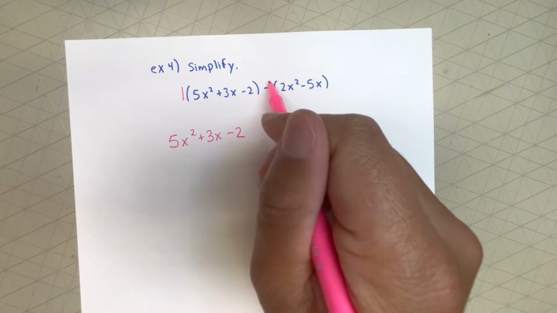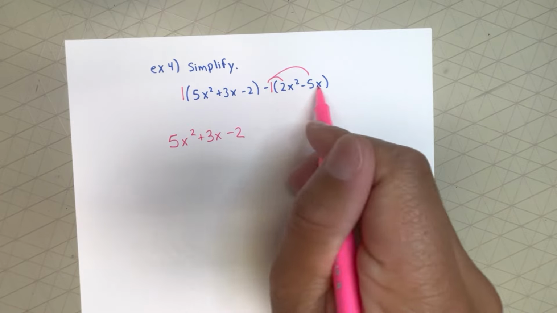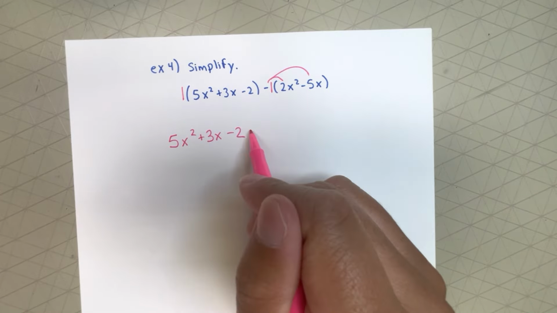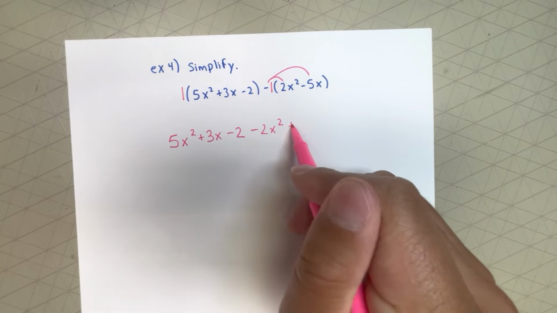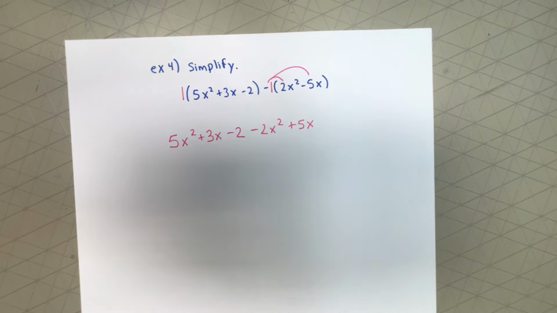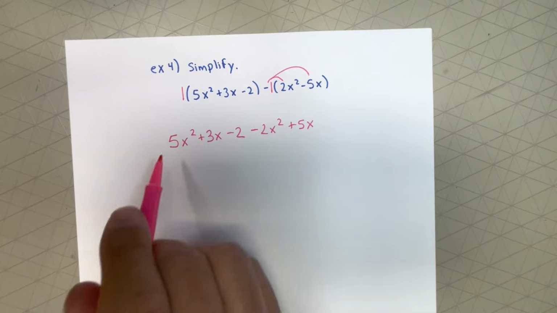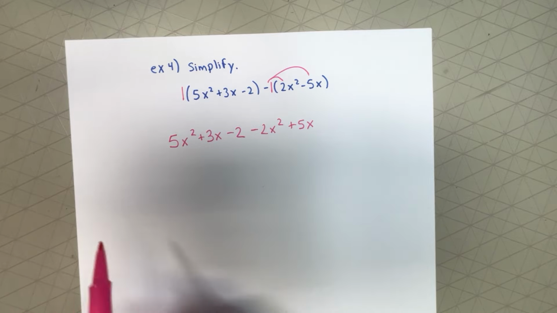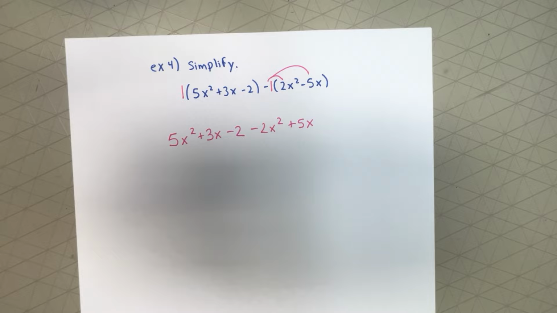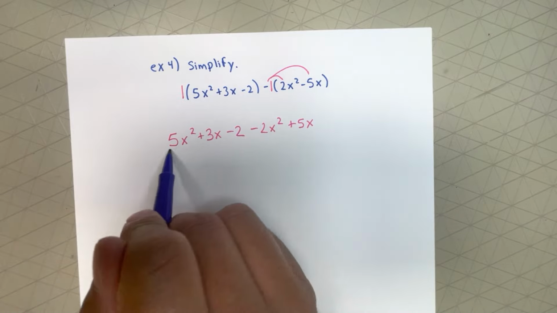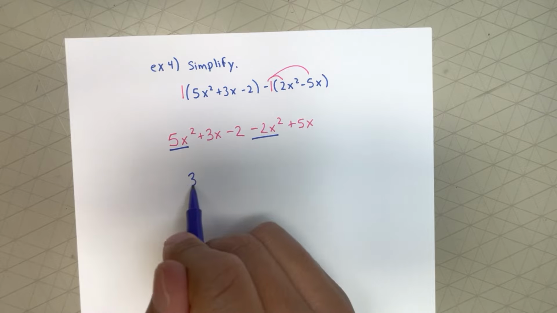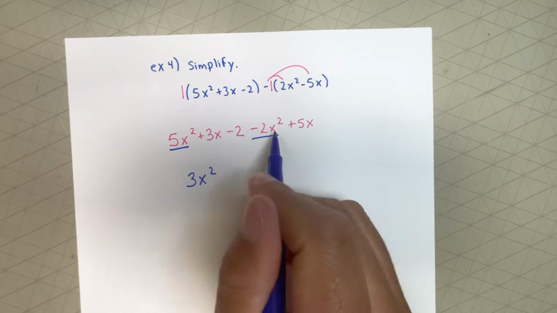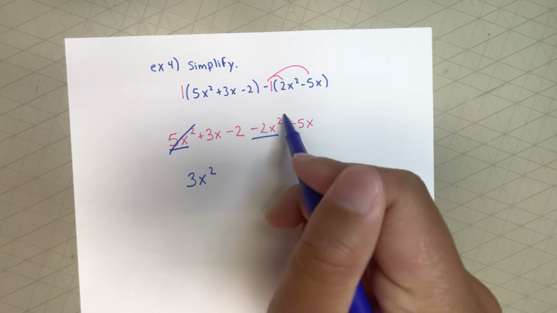But on this side, if I distribute negative 1, I have to remember that's actually going to change the signs. So negative 1 times 2 is going to be negative 2x squared. And negative 1 times negative 5 is going to be positive 5x. Now, once I have it all in one line, I'm going to combine like terms. I'm going to be able to combine the 5x squared with the negative 2x squared. So 5 minus 2 is going to be 3x squared. Again, don't combine the exponents, just leave it, drop it. Cross it off once you're done.